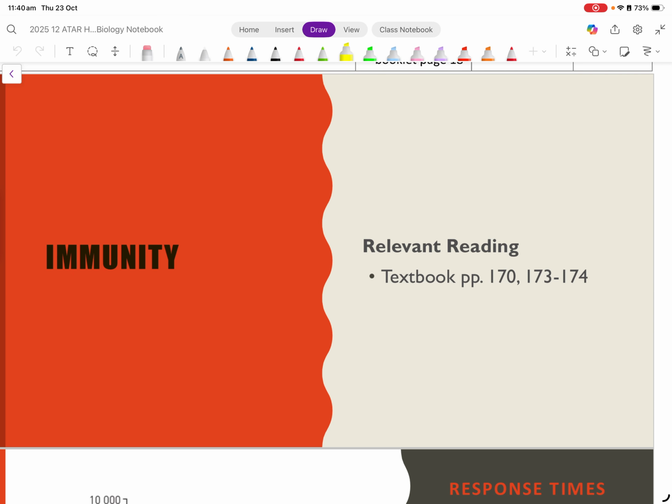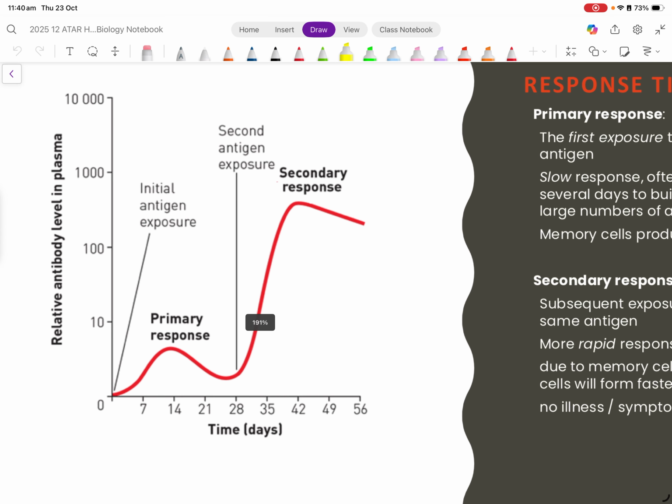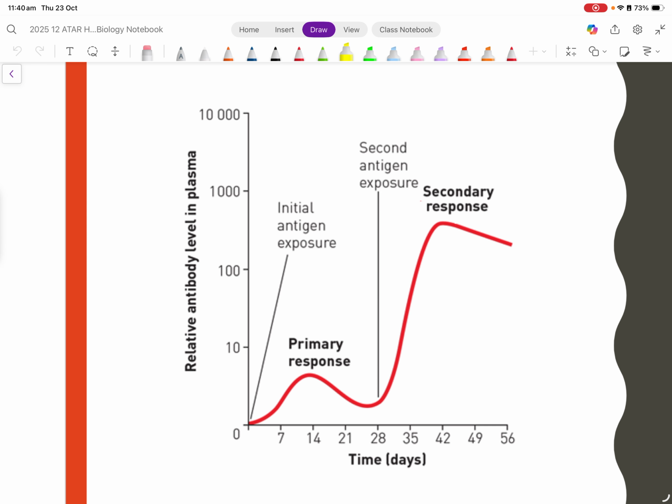A very short lesson here, just recapping the immune response and some of the different types of immune responses that we can have in the body. So we're going to focus on this diagram firstly here, and this is a diagram that can pop up in a few different variations in both tests and in exams. So let's look at the axes first of all.